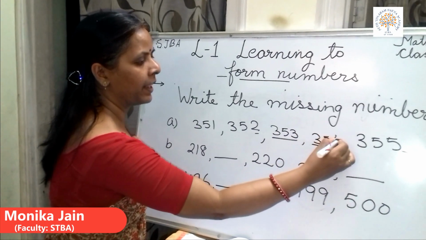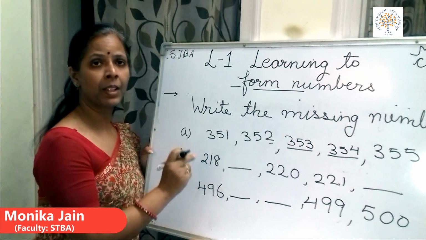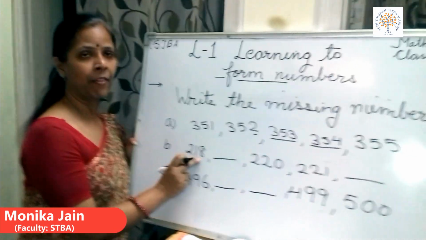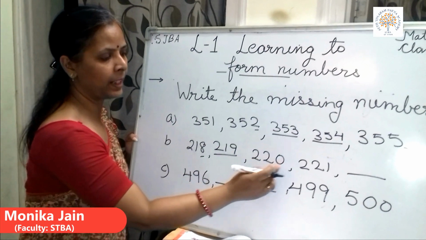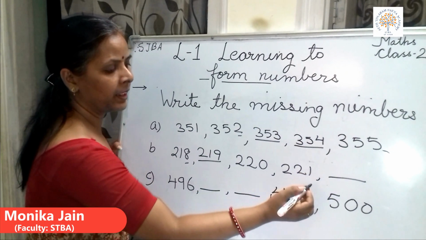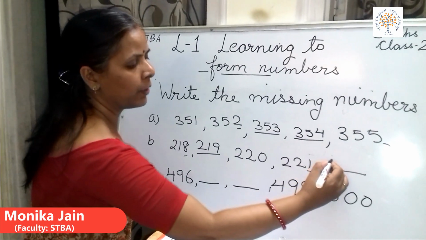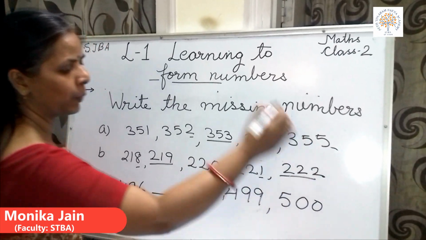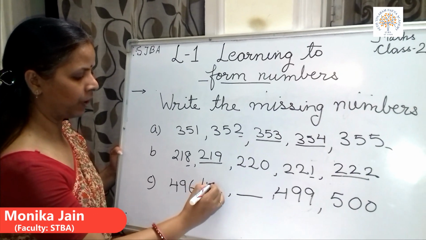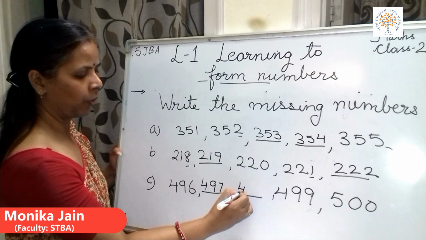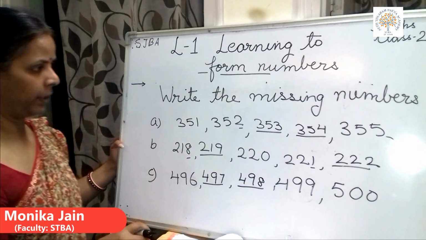Similarly, 354. Second is 218. Which number comes after 218? 9 comes after 8. So the next numbers will be 219, 220, 221. Then another number after 221. The number at the ones place is 1, so it will become 222. After 496 the next numbers will be 497, 498, 499 and 500.